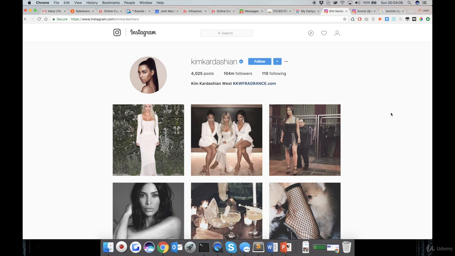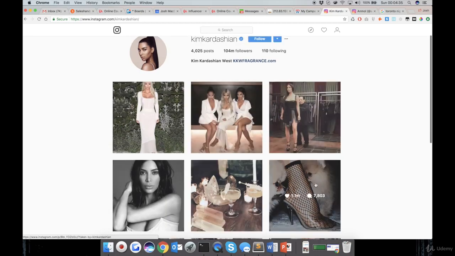So you can have 2,000 followers or 20,000 followers or 200,000 followers. You need to be looking at the CPM, the cost per 1,000 impressions. Some influencer platforms will give you a metric like this, but other than that, you need to calculate it manually by hand. So here we have the most well-known influencer, Kim Kardashian, 104 million followers. Let's look at her engagement, around a million likes.